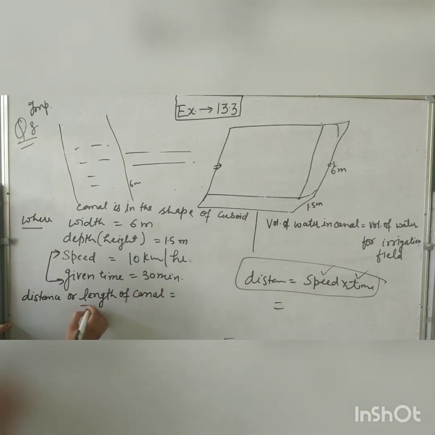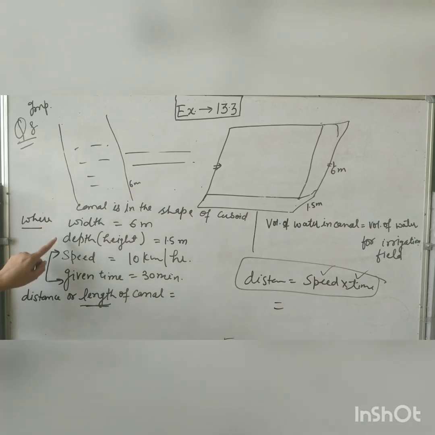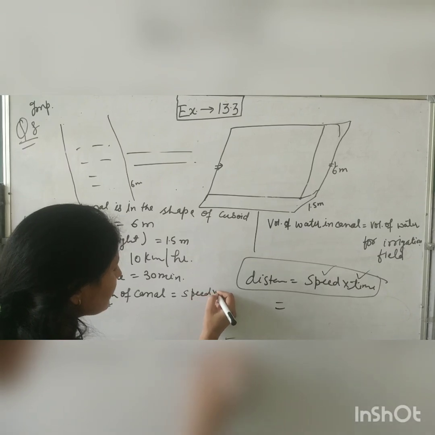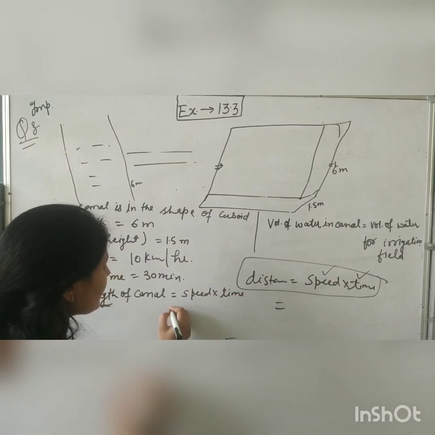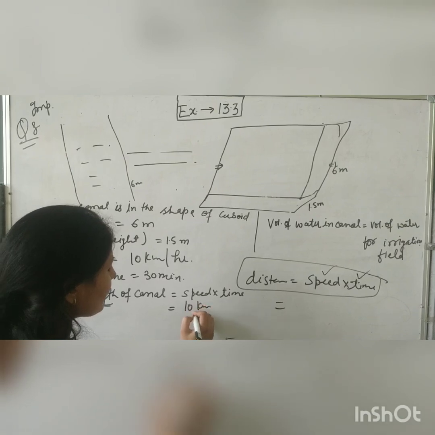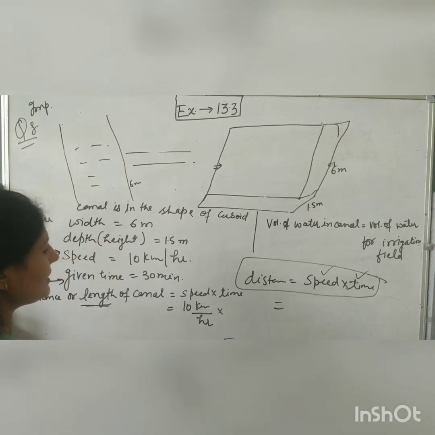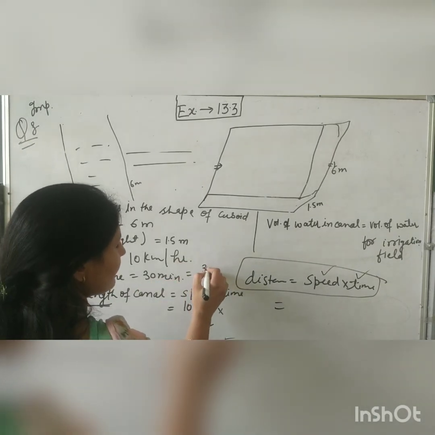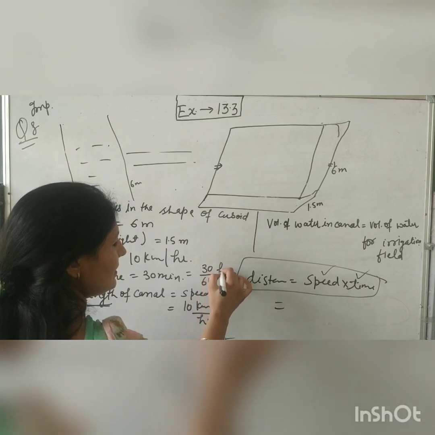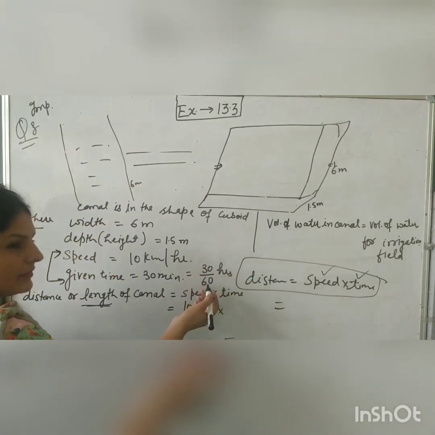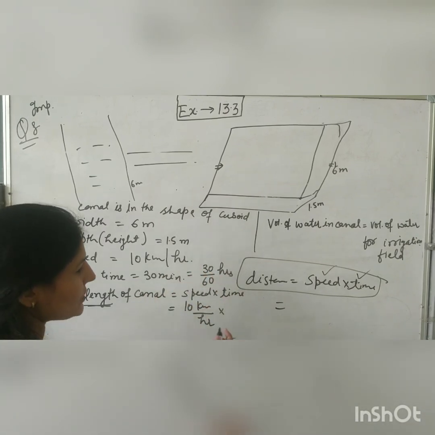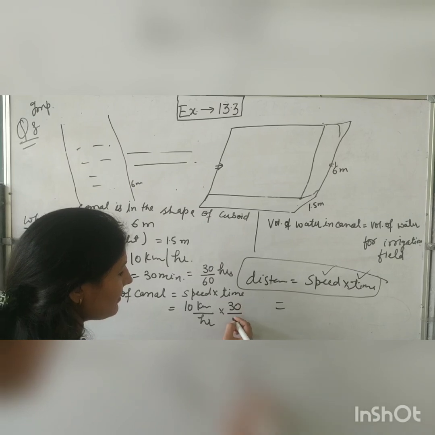Okay, what do we have to find? Length, because breadth and height are given. So it will be speed into time. Speed is 10 kilometer per hour and time is 30 minutes. We have to convert it into hours. That will be 30 by 60 hours, right? To convert minutes into hours, we divide by 60.